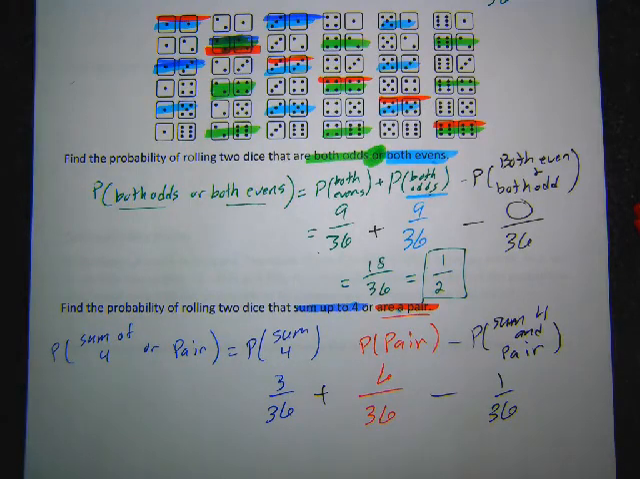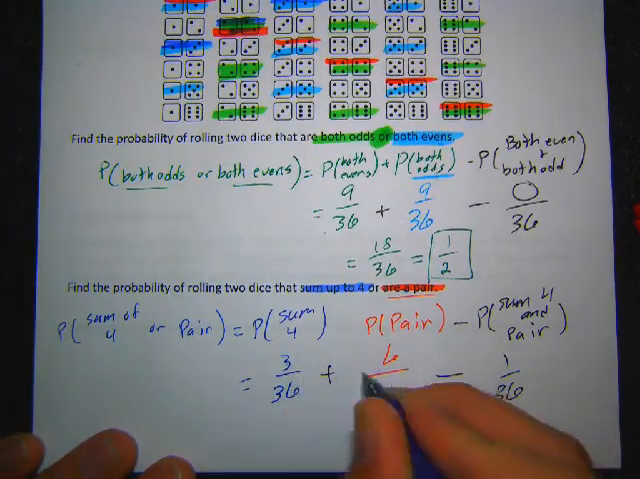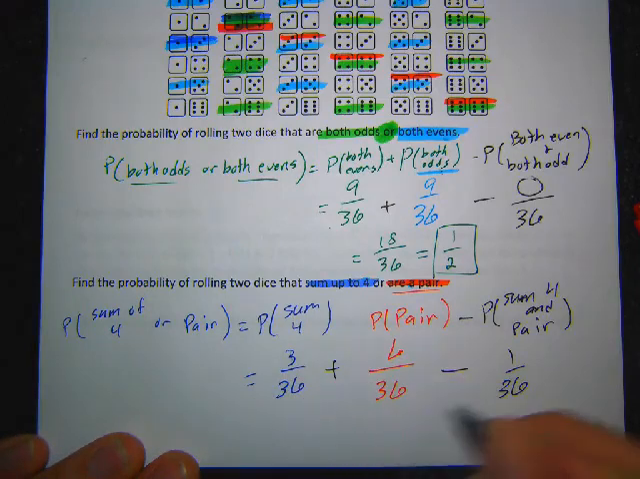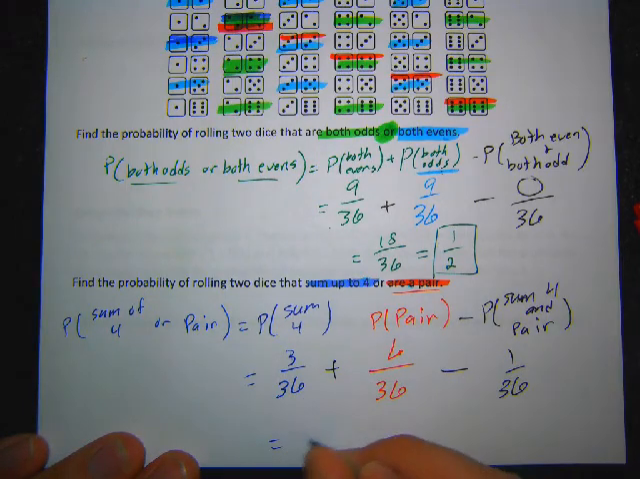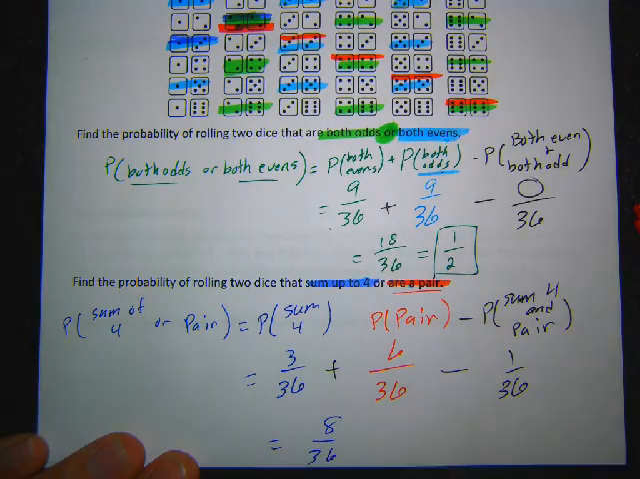You can't get the pair of 2s two different ways. You just get a pair of 2s, that's it. So that's why we want to add these up and then take away that extra pair of 2s. So 3 plus 6 is 9, minus 1 gives me 8. So I get 8 over 36, because again, you don't add the bottoms, just keep them the same.